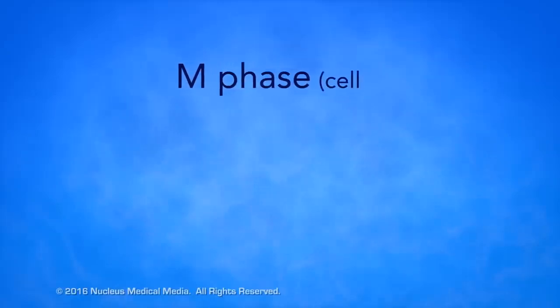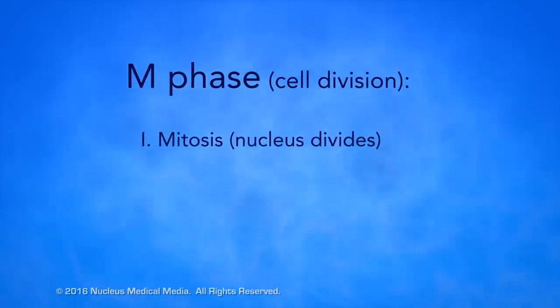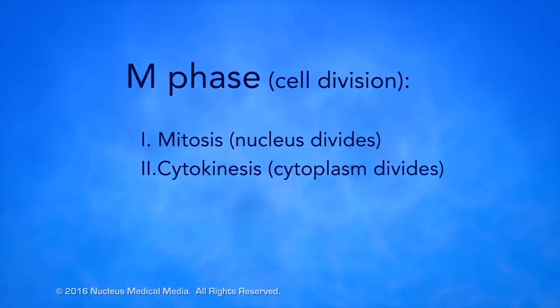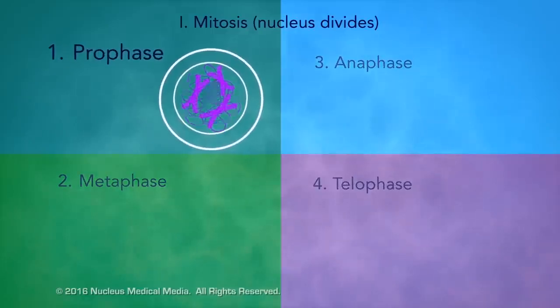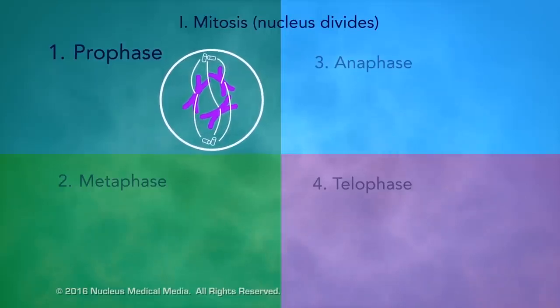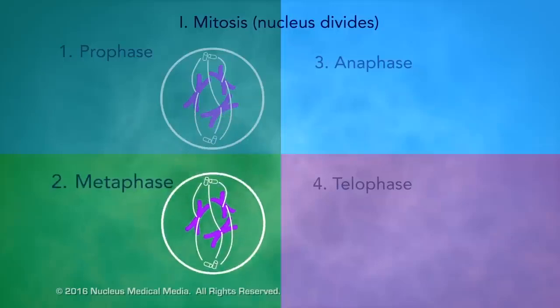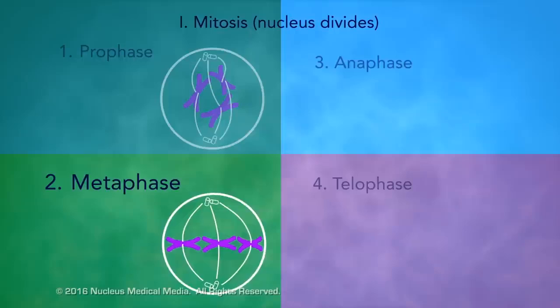Here are the key points to remember. The M phase is the 4th and final phase of the cell cycle. During the M phase, cell division occurs through 2 processes: mitosis, when the nucleus divides, and cytokinesis, when the cytoplasm divides. Mitosis has 4 phases. During prophase, chromatin condenses into chromosomes, spindle fibers form, and the nucleolus and nuclear membrane disappear. During metaphase, spindle fibers align the chromosomes along the cell equator.